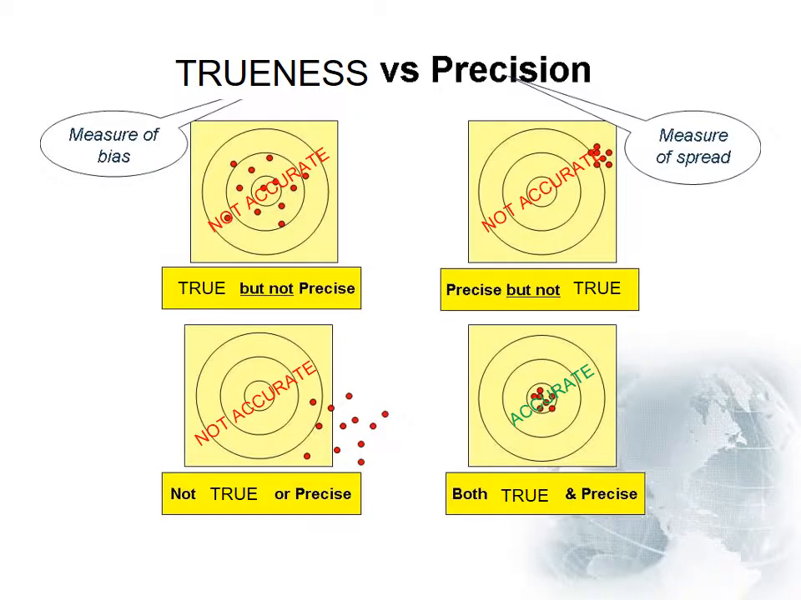And to finish off this little topic, trueness versus precision. Trueness measures your bias. Precision is a measure of spread. So, looking at the diagrams here, we have true but not precise in the upper left-hand corner. Lower left-hand corner, not true or precise. In the upper right, it's precise but not true. And in the lower right, we have both true and precise, accurate.